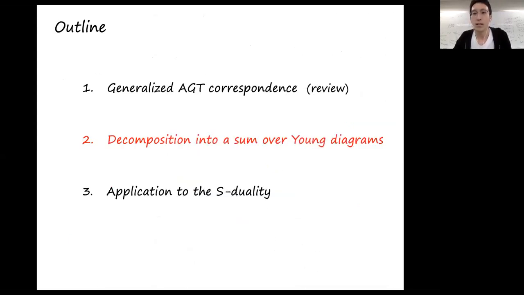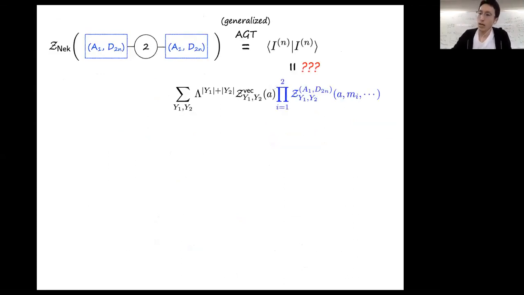Good. So this is a review, and I'm going to try to decompose the result of the generalized AGT into a sum over Young diagrams. So this is a result of the generalized AGT. The partition function of this theory is supposed to be the inner product of irregular states. And I want to decompose this result into a sum over Young diagrams.